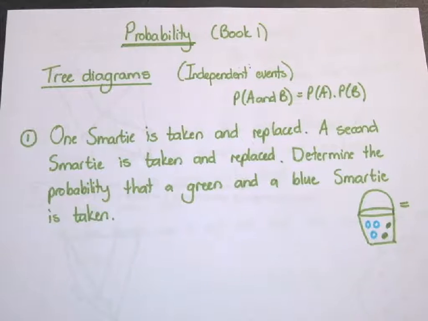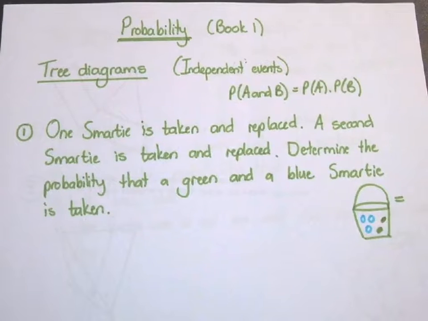Some of the examples that I'm going to do today are in your notes, but some are not, so just check which ones are and which ones are not. The first example is with regards to tree diagrams, where we have independent events.